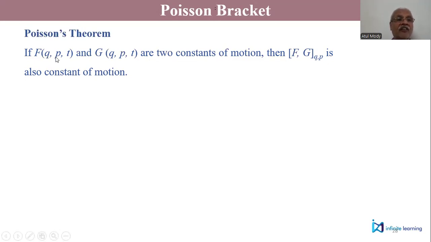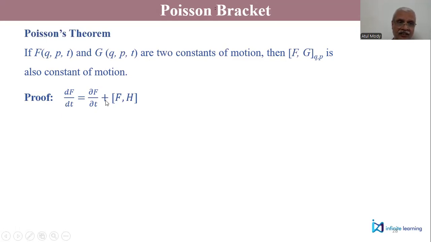So you have f(q,p,t) and g(q,p,t), two functions, which are both functions of old coordinates and old momenta. And f and g both are constants of motion. Then you have to show that the Poisson bracket of f and g is also a constant of motion. f is a constant of motion, g is a constant of motion, so the bracket of f and g is also a constant of motion. So here is the proof.